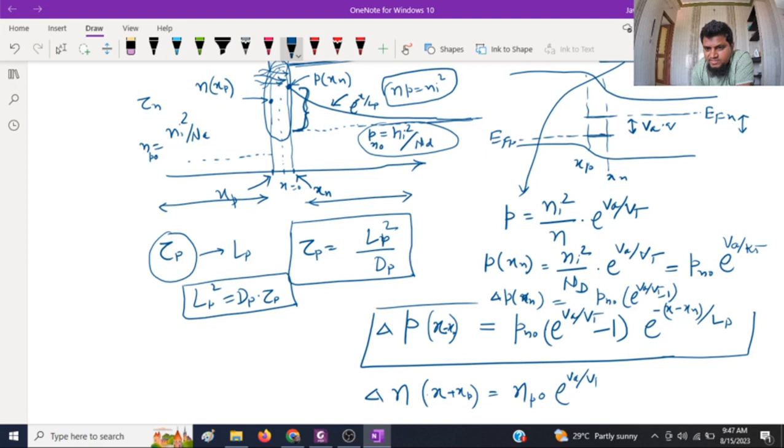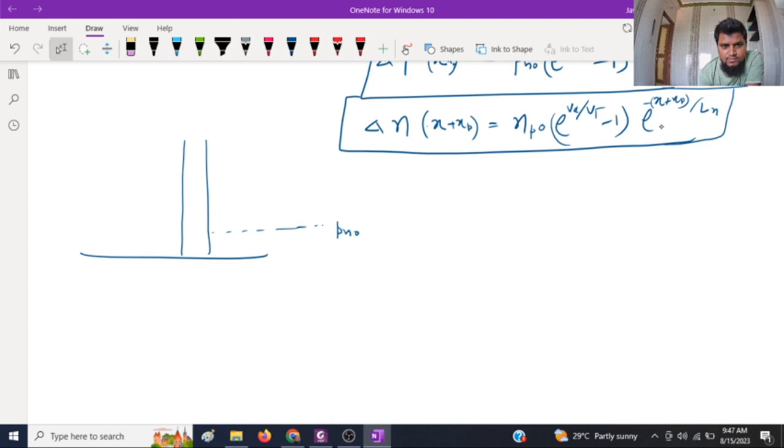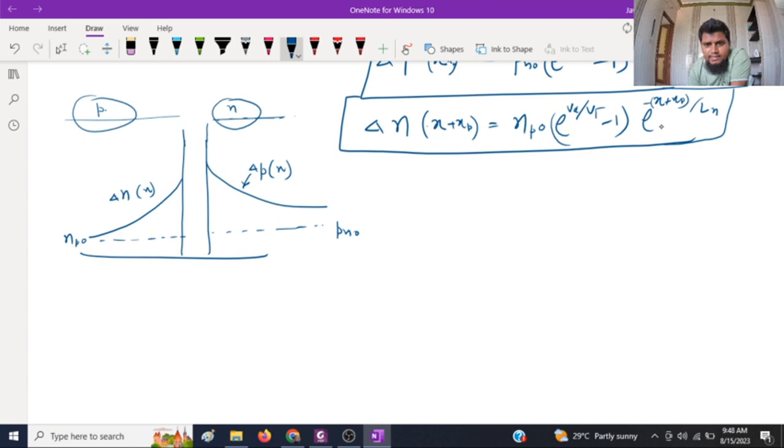Now let me draw it over here. This was your pn0, this was np0. You have a profile like this: p(x), delta p(x) and delta n(x). Why are we not interested in the majority carriers, n or p? Because that is constant. And in capacitance we are generally interested in del Q by del V, by definition.